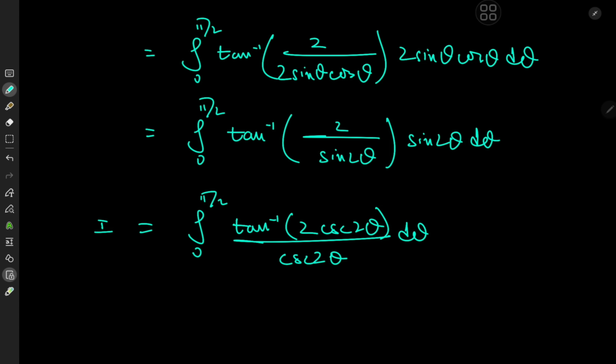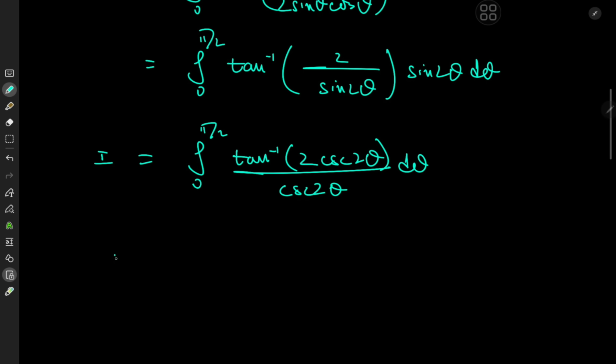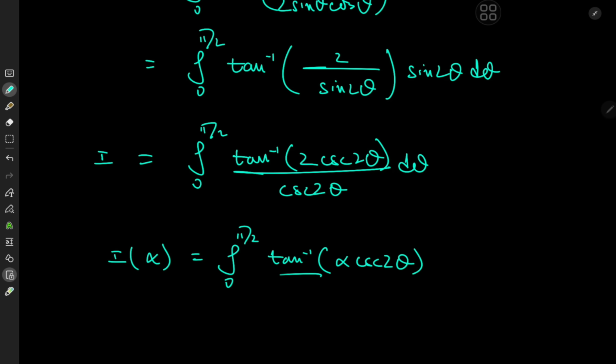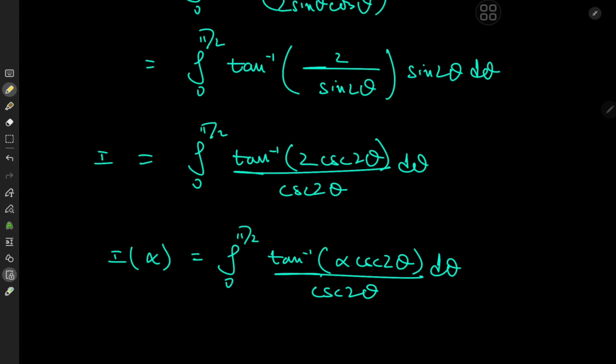Which is interesting, but how on earth are we going to evaluate this thing? Well, it looks like we could evaluate a generalized case. That is, we could define the integral function I of a parameter alpha as the integral from 0 to pi over 2 of arctangent of alpha cosecant 2 theta over cosecant 2 theta d theta. And this does make sense, because now I can differentiate the arctangent, and the arctangent has a really cool derivative.